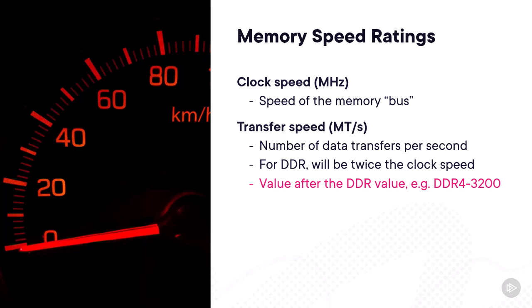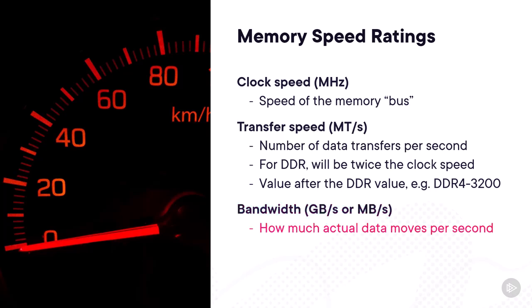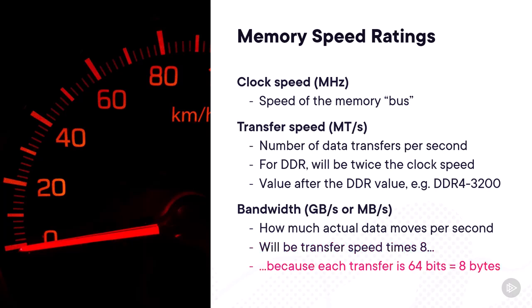Okay, our final measurement is bandwidth, measured in gigabytes or megabytes per second, and which reflects how much data in the form of bytes can move in or out of the memory module per second. This is equal to the transfer speed times 8, because each transfer moves 64 bits, which is the same as 8 bytes. So if all of that seems a bit complicated, just remember these relationships. The transfer speed is twice the clock speed, and the bandwidth is 8 times the transfer speed.